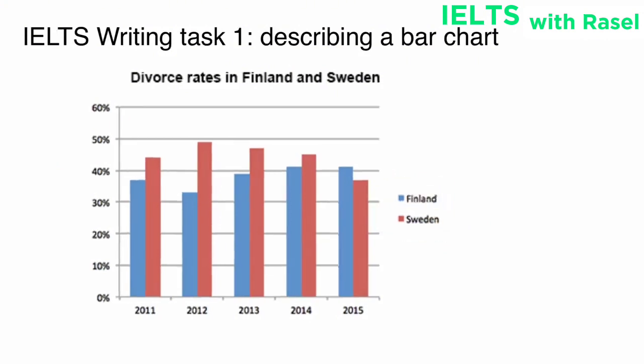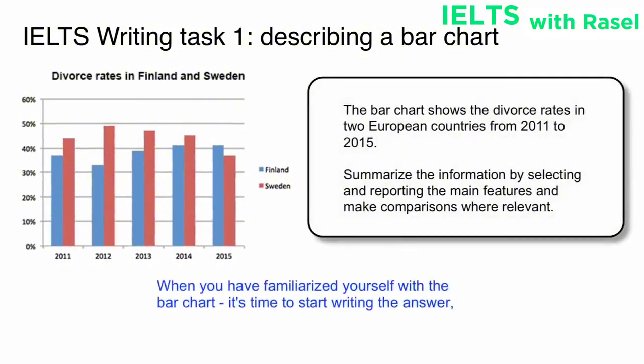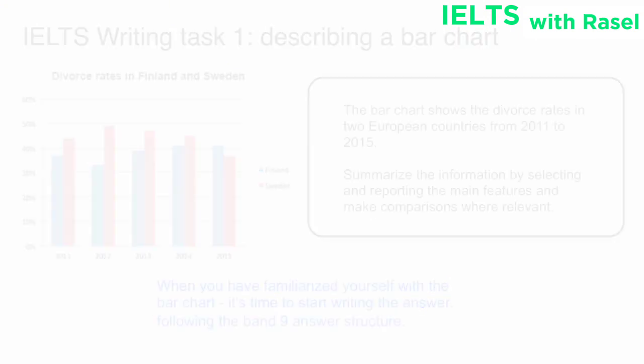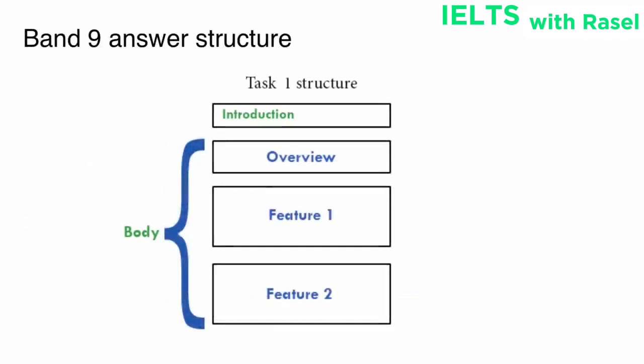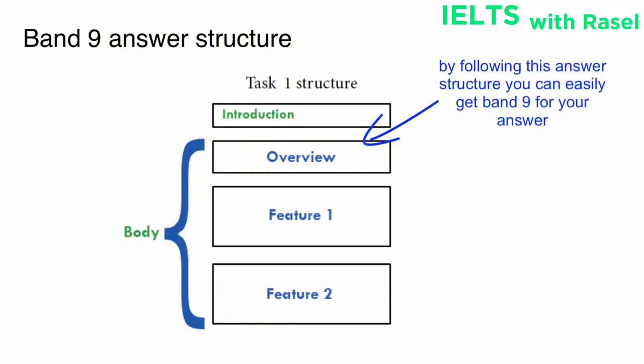So that is our bar chart, and when you have familiarized yourself with the bar chart, it's time to start writing the answer, following the band 9 answer structure. And here is the band 9 answer structure. For IELTS Writing Task 1, by following this answer structure, you can easily get band 9 for your answer.